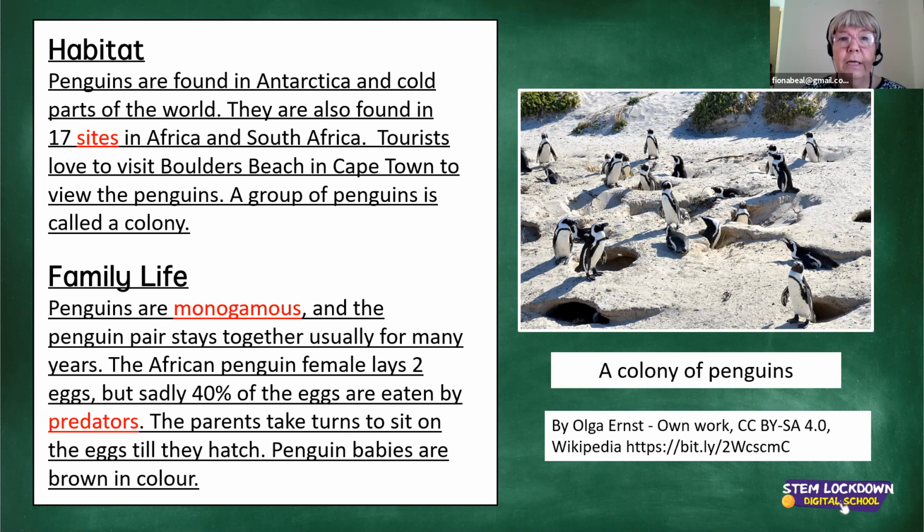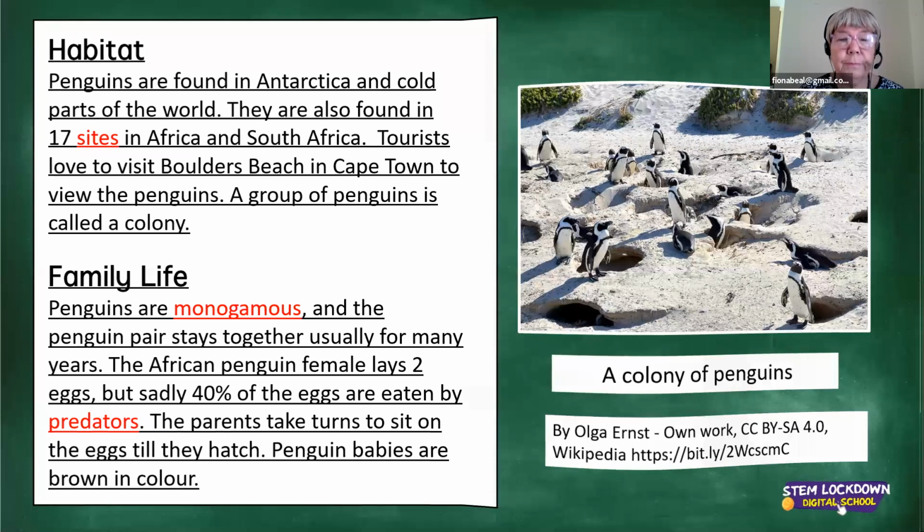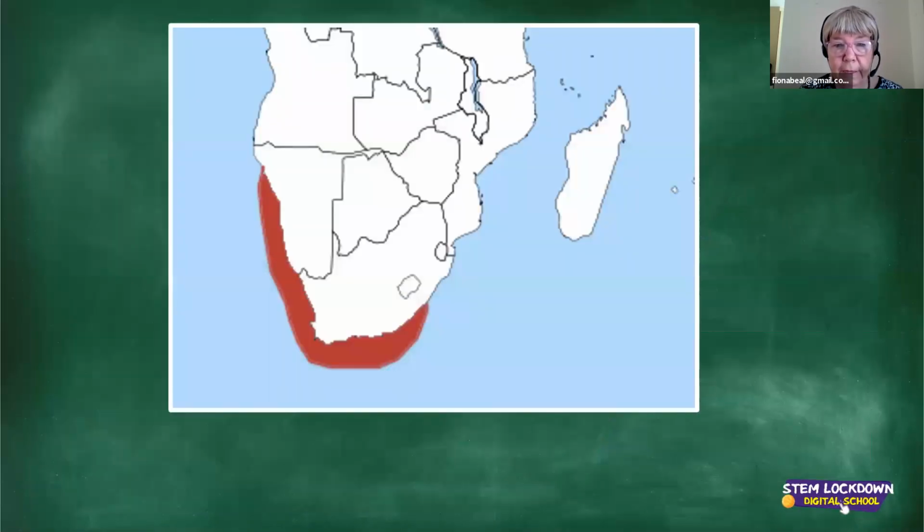We saw a picture in the video of a penguin with quite a few babies. Maybe the emperor penguins have more. But this one lays 2. Now there's a map of Africa. And you can see where the penguins are. They're kind of round the coast of Africa and up along the coast of Namibia in 17 different places. Amazing, isn't it?